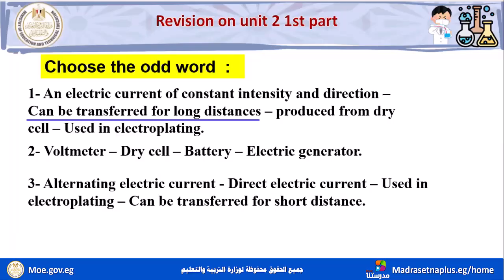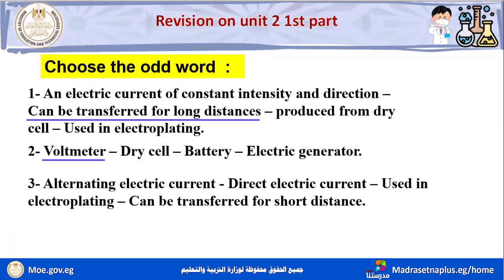Number 2, voltmeter, dry cell, battery, electric generator. Dry cell, battery and electric generator are sources of electric current, while the voltmeter measures potential difference and electromotive force of a dry cell or battery.